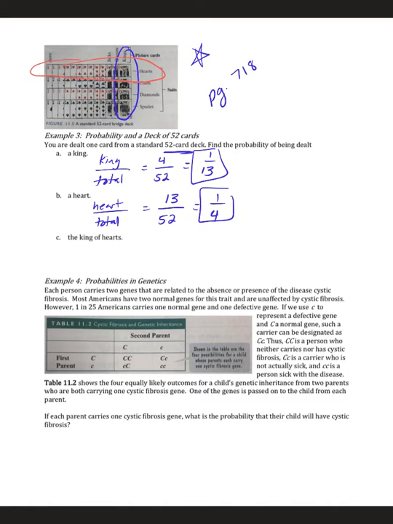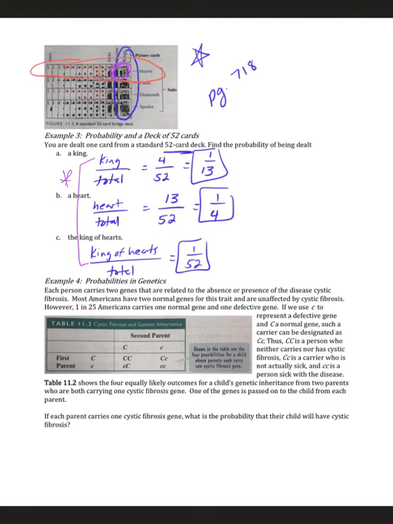Lastly, the King of Hearts. Well, there is only 1 King of Hearts here. So now we want to find the King of Hearts out of the total, which would be 1 out of 52. That doesn't simplify. Now you could use the same approach. You can see that I wrote these out here in words. I highly recommend doing that for all of your problems.